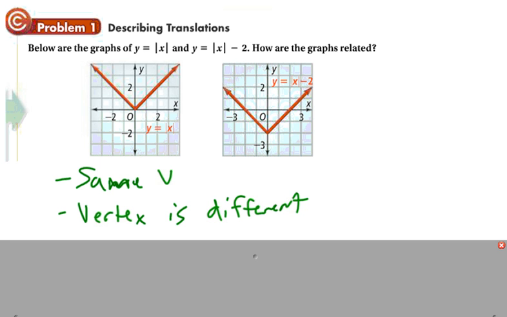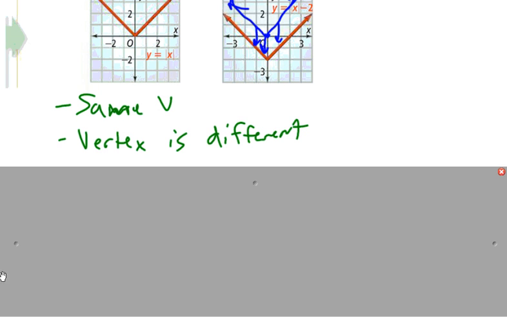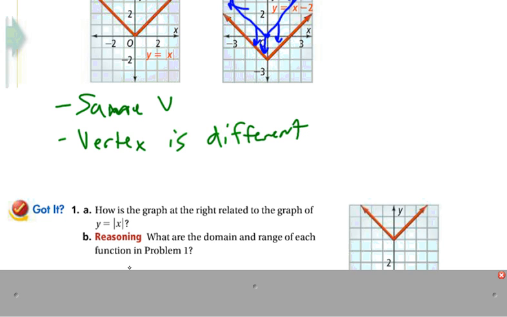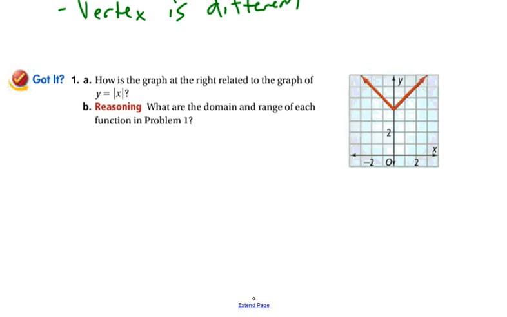If you add or subtract outside of the absolute value sign, it's going to raise the graph up or send it down lower. Same V, it's just going to move the whole graph. That's called translating, because if you look at it, they used to be like this. Same V, just translated 2 down lower. Everything is translated 2 down lower. That's one thing to note about graphing absolute value functions.